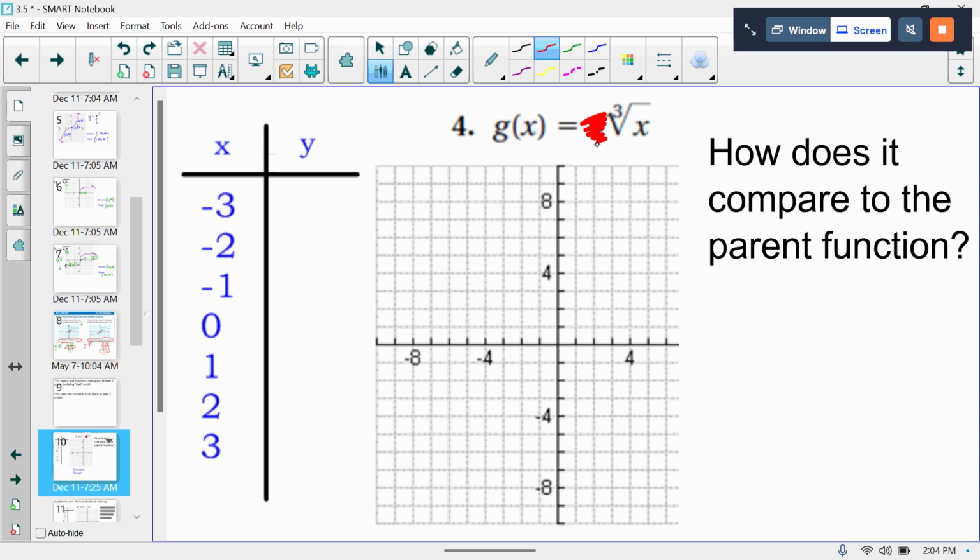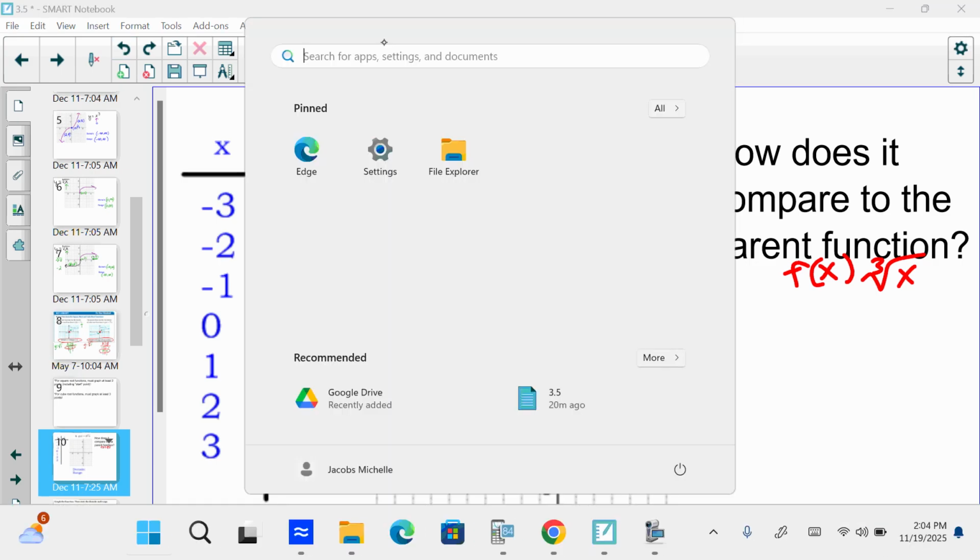We just looked at the graph of that on the last slide. How would it compare to 4 times the cube root of x? Well, again, this is called the parent function when it's just plain old cube root of x, okay? If I want to know how this compares to this, one thing we could do is put them both in our graphing calculator at the same time.